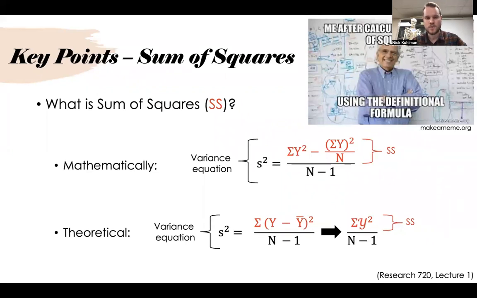One lends itself to easier hand math, and the other one is more of a theoretical version, but one and the same nonetheless. Okay. As you can see in both instances, as highlighted in red, the sum of squares is the numerator of the variance equation. And the variance equation, as we know, is the variability about the mean, which also happens to be the same definition of standard deviation. They're just represented slightly differently.